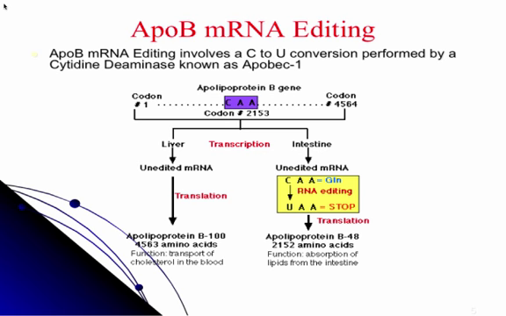Over here, in the intestinal cells, the unedited mRNA is edited. CAA converts to UAA, it's a stop codon. So you end up with ApoB 48, so it has 2,152 amino acids. Still a big protein, but about half the size of ApoB 100. ApoB 100 is one of the largest proteins in our body. There's only a handful of proteins that are bigger. Okay?